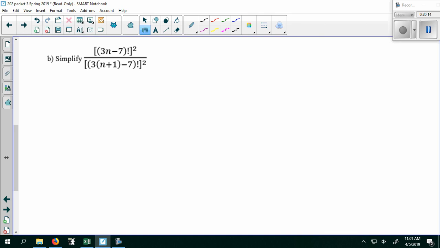Okay, same concept, except now we've got some n's in there. And I want to simplify this thing. So I have 3n minus 7 factorial, and then 3 times n plus 1 minus 7 factorial. So I'm going to distribute the 3 and combine like terms. All of that is in parentheses, so I'm just going to do all that first. So my numerator is 3n minus 7 factorial, and that is squared. And my denominator, that's going to be 3n plus 3, and then subtract 7, so you get 3n minus 4 factorial squared.